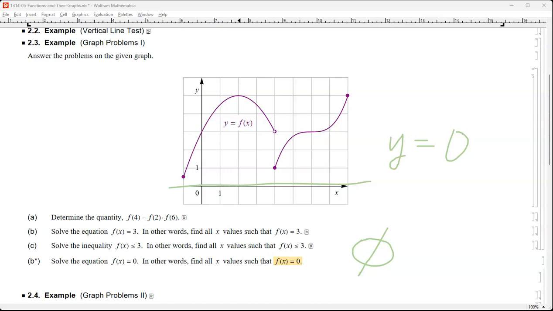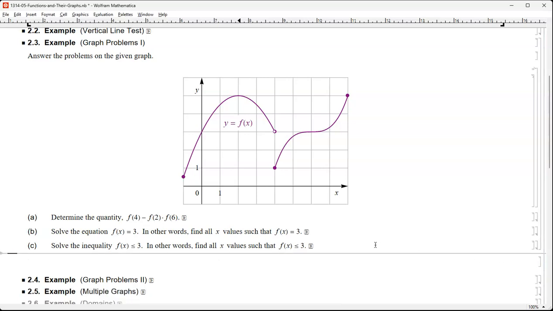You can have 2 solutions, or you can have 3 solutions. You can have 1 solution, or you can have no solutions. You can have 5 solutions, depending upon what the shape of the graph is. You can have all kinds of things. Okay, so much for the variation of B.